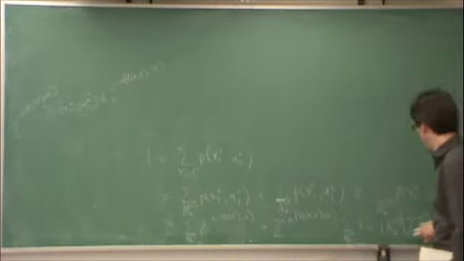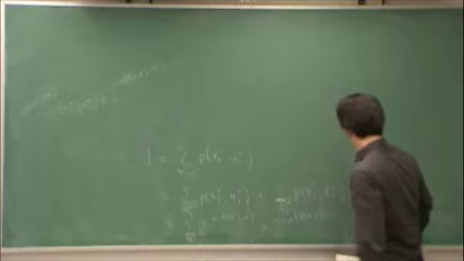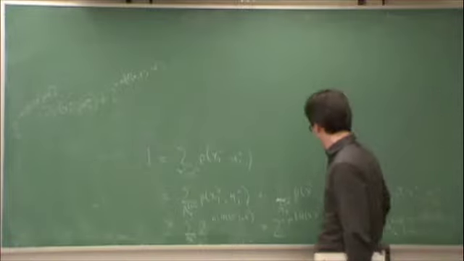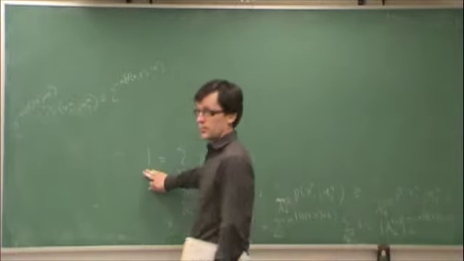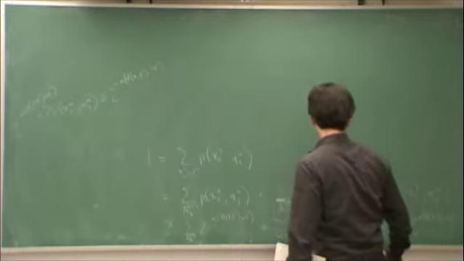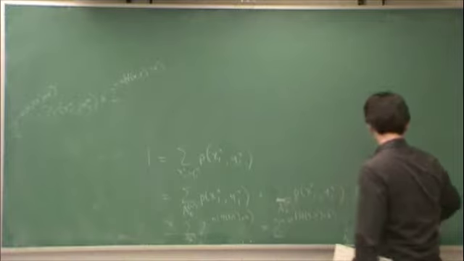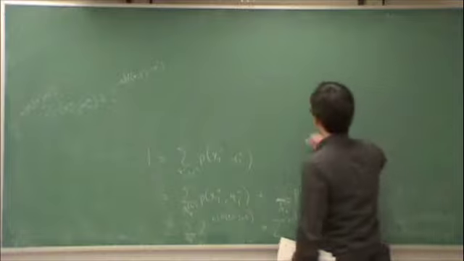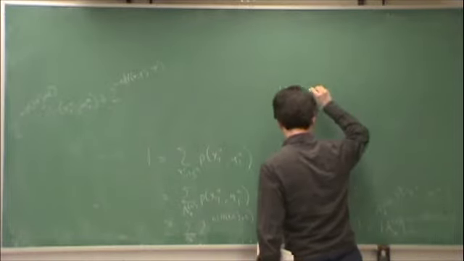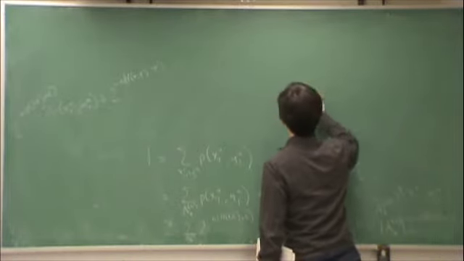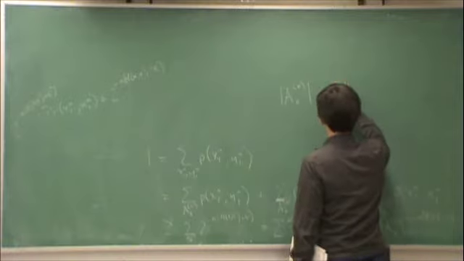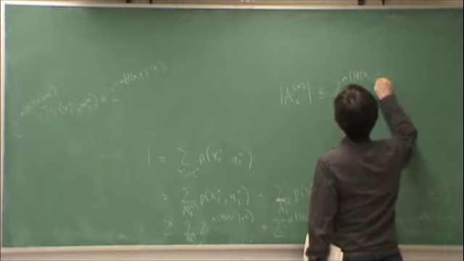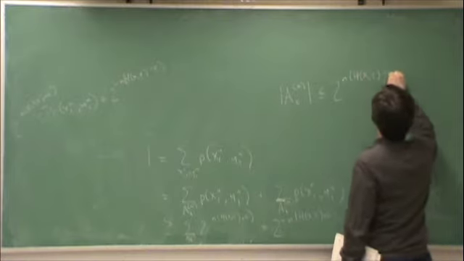So therefore, the cardinality of the typical set times this is less than or equal to 1. So therefore, if I divide both sides by this, that means the cardinality of the typical set is less than or equal to 2 to the n times (joint entropy between x and y plus epsilon).